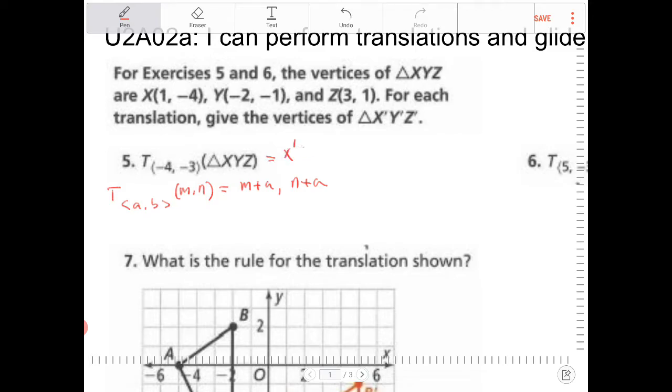X prime will turn into 1 plus -4, that's -3, and -4 plus -3, that's -7. Y prime will turn into -6 and -4. And z prime will turn into -6, -1 and -2.